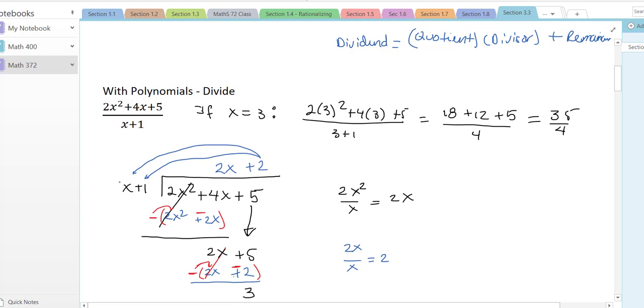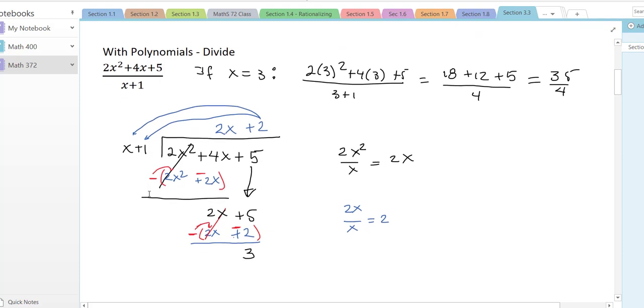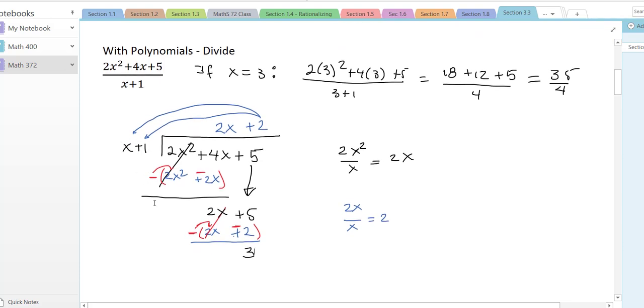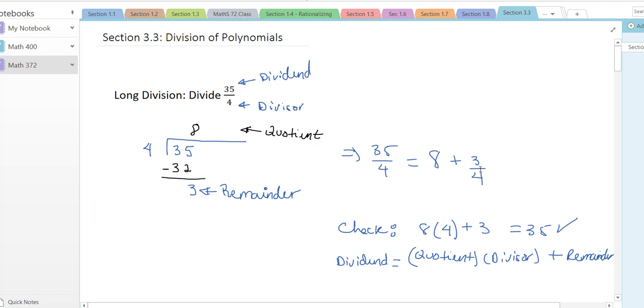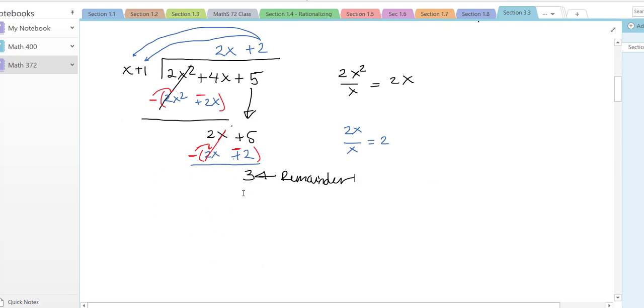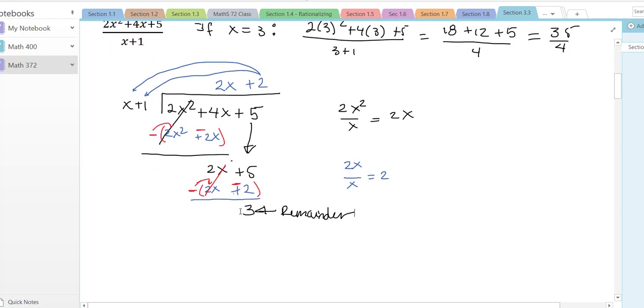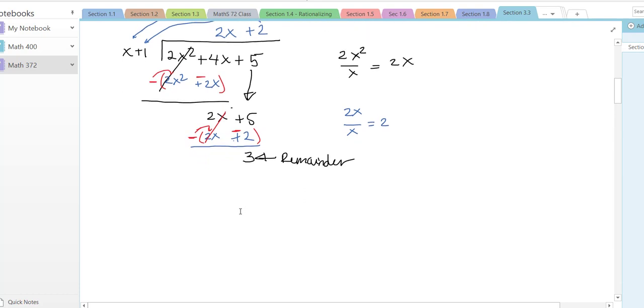And now I can't keep going on, right? My divisor is a linear polynomial, degree 1. And this is a constant term, degree 0. So as soon as the degree here is smaller than the degree of the divisor, we can stop. So this 3 becomes my remainder. Which notice that it makes sense because when we did it with numbers, the remainder was 3. So regardless of the value of x, what it's looking like is that our remainder is always going to be 3. And so how do we check it?